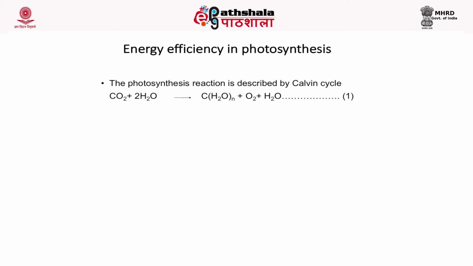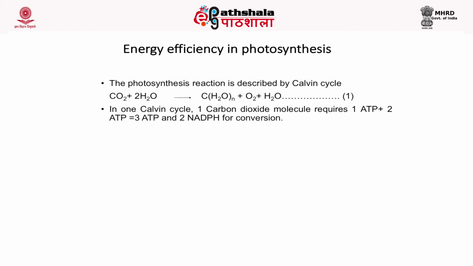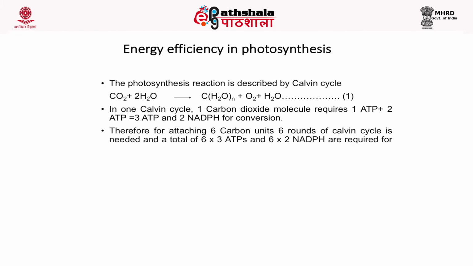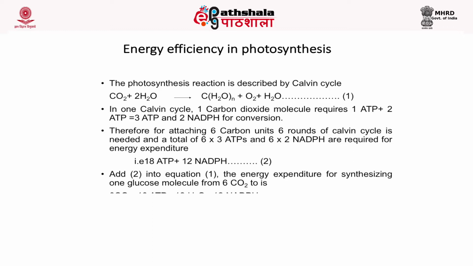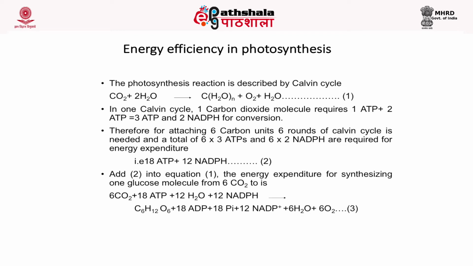The photosynthesis reaction is described by the Calvin cycle. It can be summarized as carbon dioxide plus 2H2O, that is 1 molecule of carbon dioxide reacts with 2 molecules of water to produce 1 molecule of carbohydrate. If it is glucose, it is 1 molecule of glucose plus 1 molecule of oxygen and water molecule. So in one Calvin cycle, 1 carbon dioxide molecule requires 1 ATP plus 2 ATP, that is 3 ATP, and 2 NADPH for the conversion.